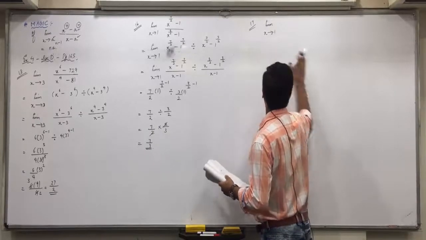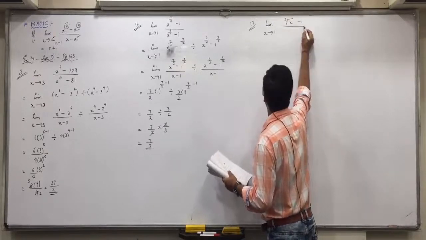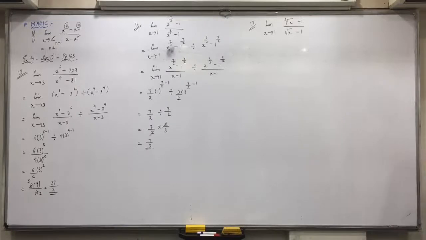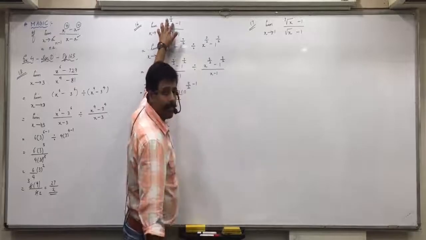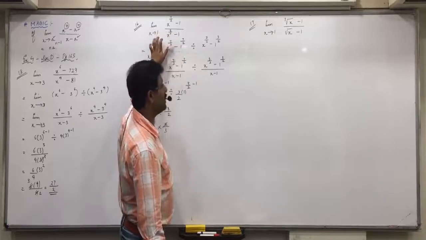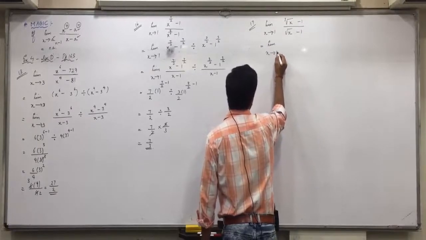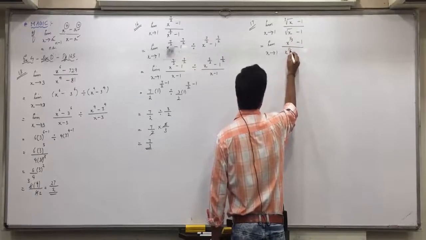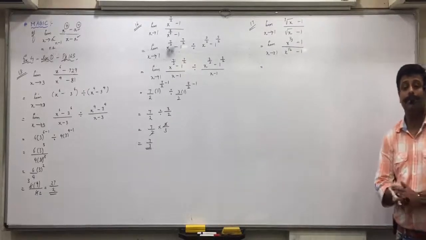Limit x tends to 1, cube root of x minus 1 upon square root of x minus 1. First of all, cube root means power is 1 by 3 and square root means power is 1 by 2. First we'll write that step, then it will become exactly similar. So equals to limit x tends to 1, x raised to 1 by 3 minus 1 upon x raised to 1 by 2 minus 1. Did everyone understand this?